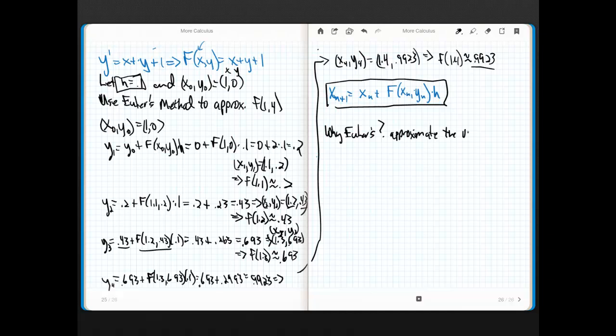the value of an unknown diffie q. That's what it's for. That's why it's so powerful. If I can't solve for whatever the heck this thing is, as long as I have a fixed point, I can use Euler's method and approximate what the value is.